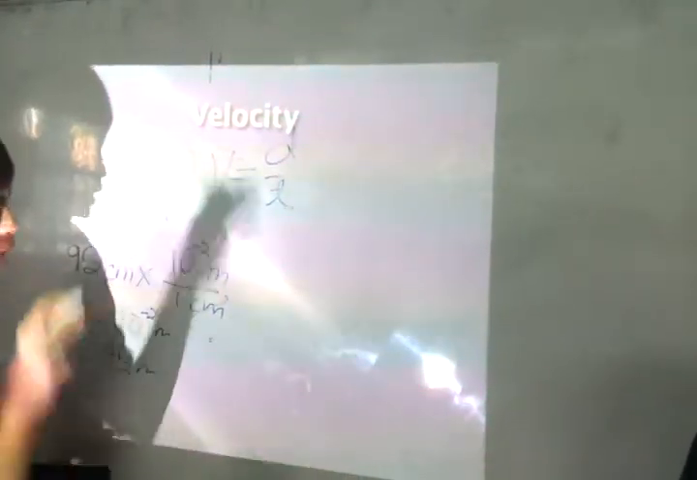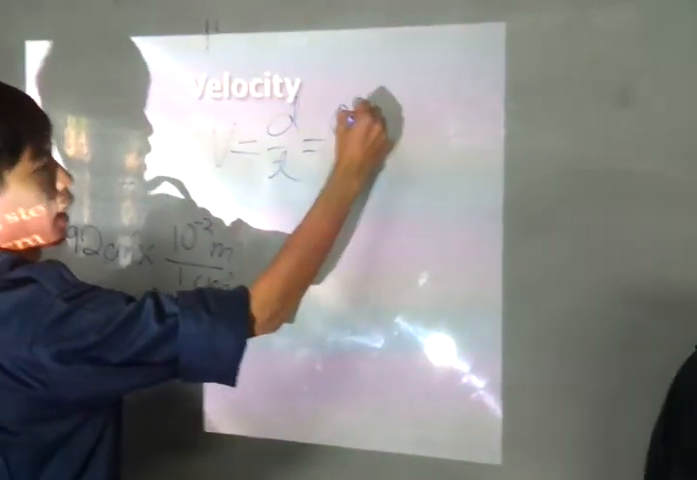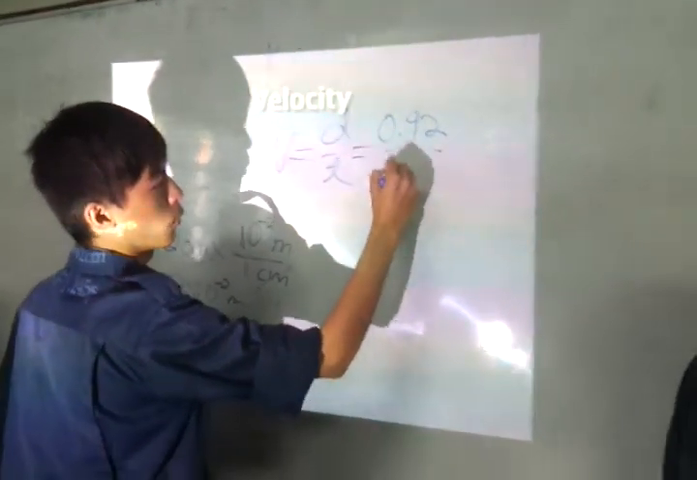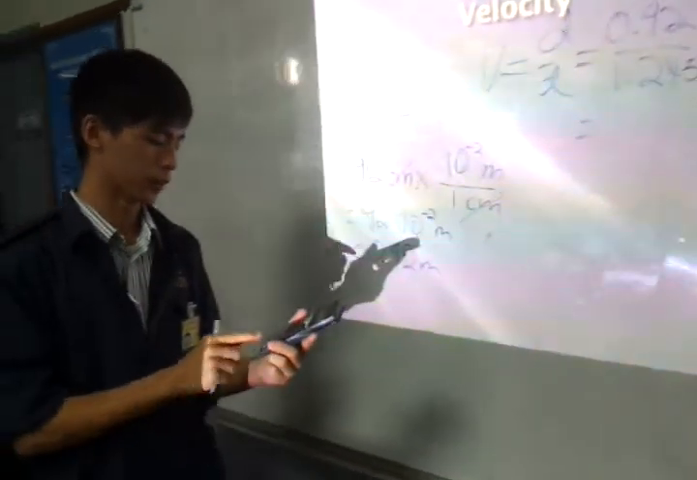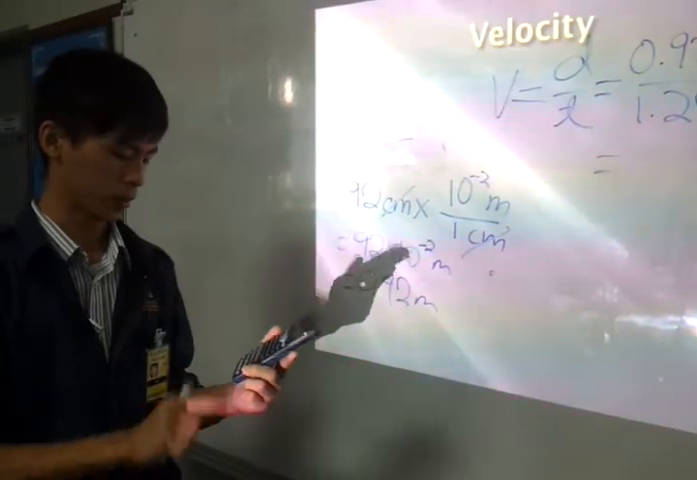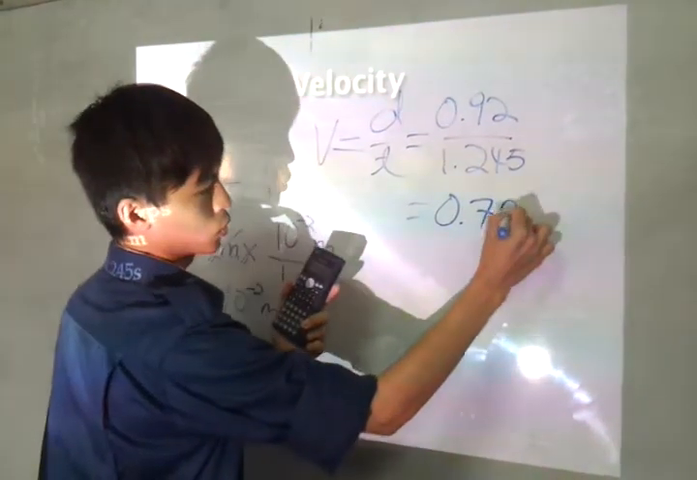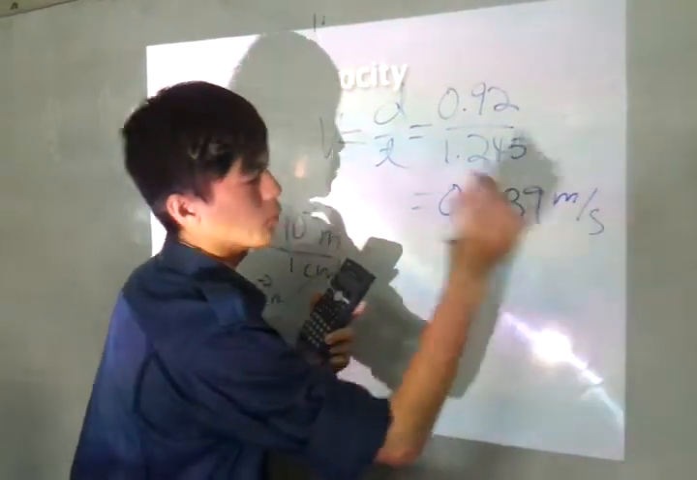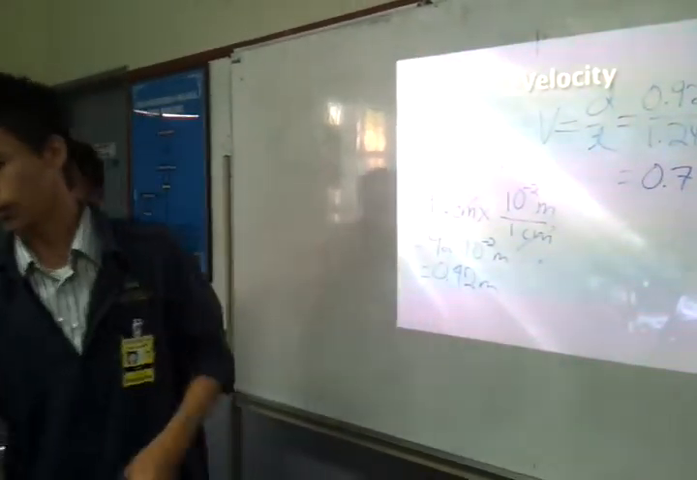So back to the formula for the velocity, v equals to d over t. We will substitute in all the values inside the formula. So it will be 0.92 over 1.245. We must have a calculator here to calculate the value. So we apply it all inside the calculator, and then the answer will be 0.739 meter per second. The meter per second is the SI unit for it. So this is all about the velocity.